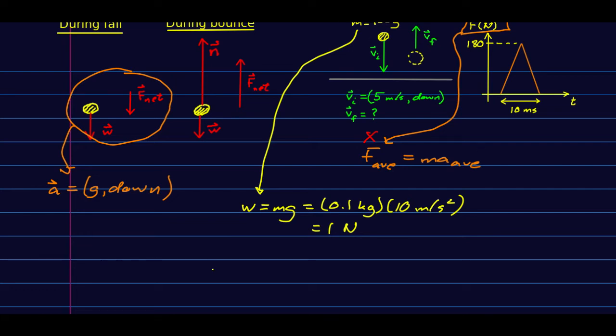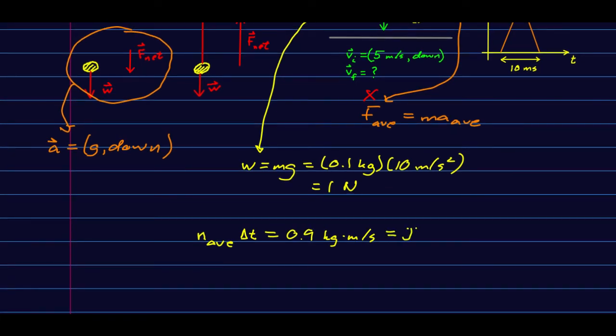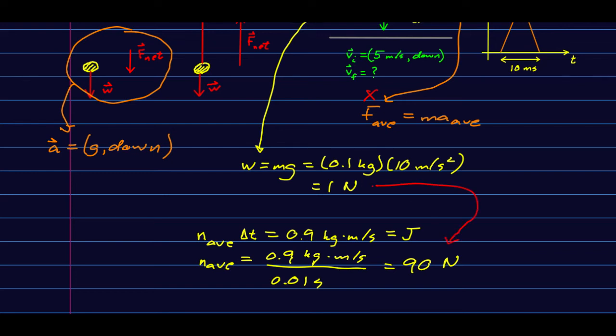In particular, let's just look at the average normal force. That is equal to the area under the curve, and so N_av delta t is J, and we found what that was. That was 0.9 kilogram meters per second, and so that's J. So N_av, the average normal force, was just 0.9 kilogram meters per second over delta t, which was 0.01 seconds. That's 90 newtons. So just compare those and notice that the normal force on average is almost 2 orders of magnitude bigger than the weight. And so we're going to make only a very small error by neglecting the weight.